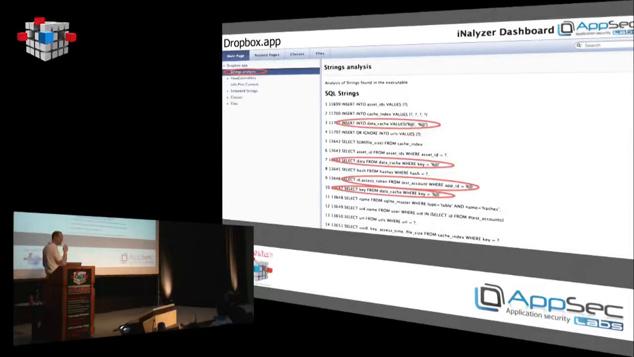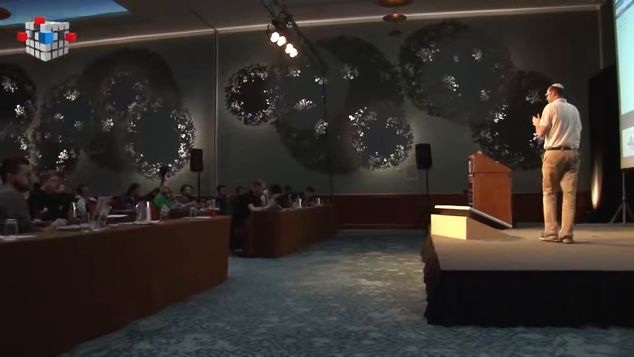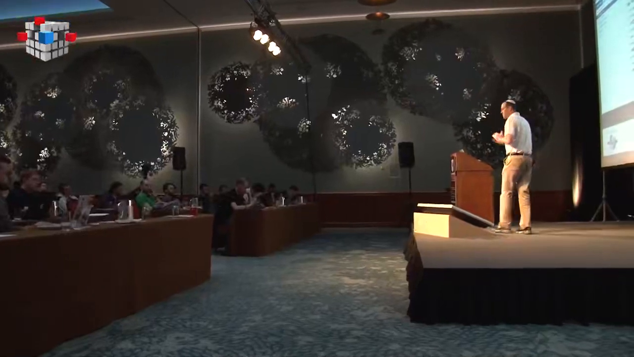Well, iNalyzer does a simple static analysis of strings. So I can take a look at potential local SQL injection in the application. I can see the select data from data cache where key equals a concatenated string. This could be a good potential if it's exposed to user input or to web response input or to user invocation. So in this way, I can build myself a really good pen testing plan.